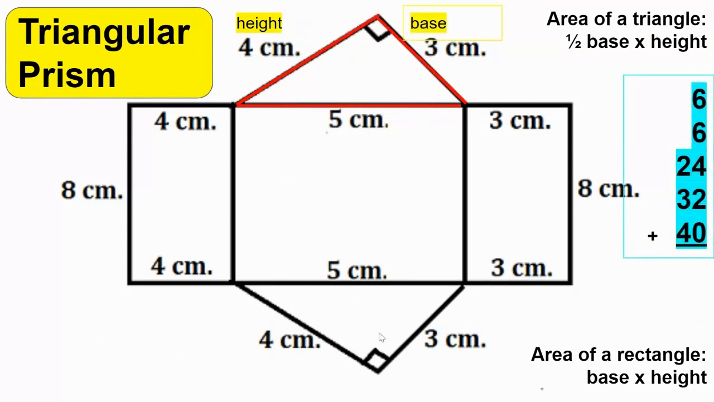I noticed that there's 2 triangles, so we would have 6 for area for both of these, and then we also have these rectangles that we need to find the area for. So 8 times 4 is 32, 3 times 8 is 24, and then 5 times 8, if this side length is 8, we know this side length must be 8 because opposite sides are the same length. So 5 times 8 is 40. That's how we got all of our measurements here. We added all 5 sides together and we get a total of 108 centimeters squared.